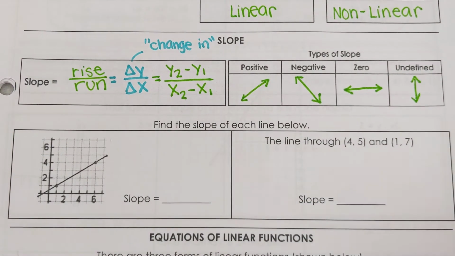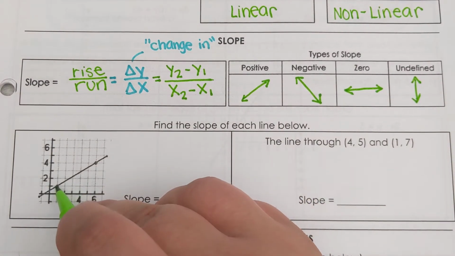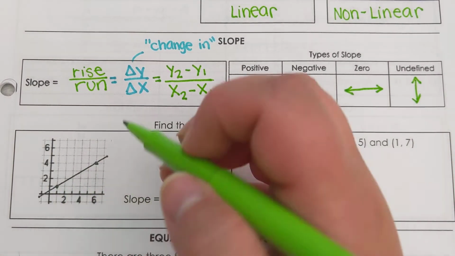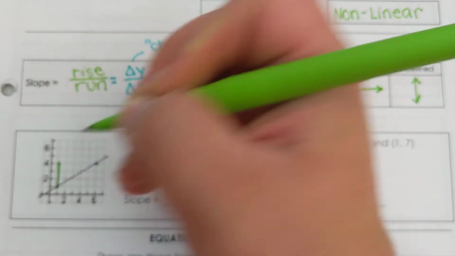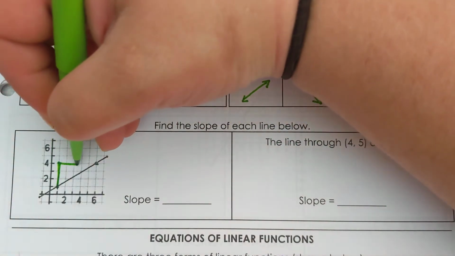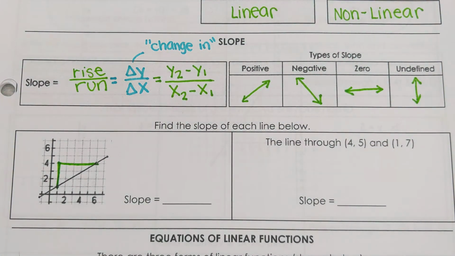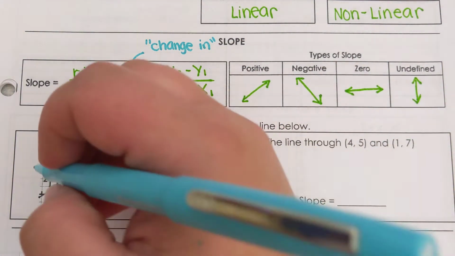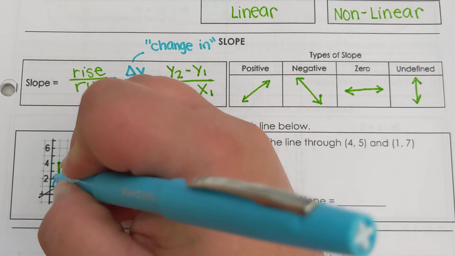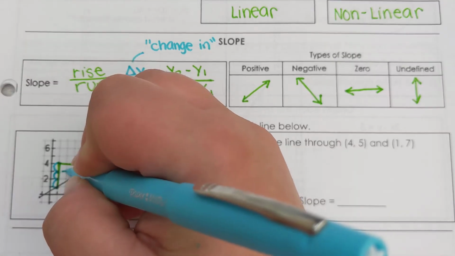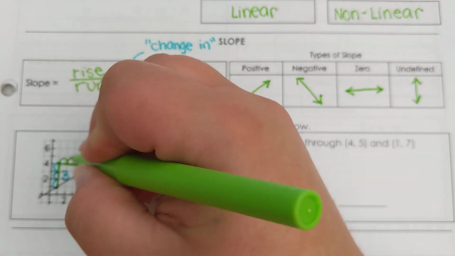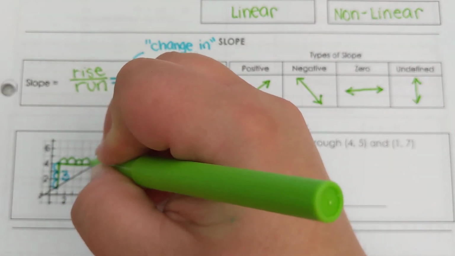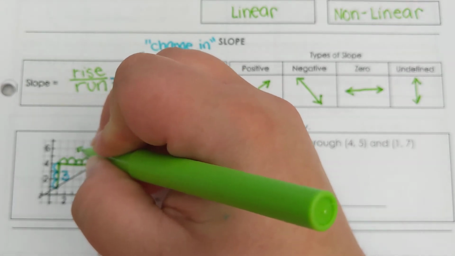So when you're looking at a graph, look for 2 points where it crosses in the corner. I've kind of marked them here. And then what you're going to do is look at how far you need to go up and then how far you need to go over to get to the next point. So going up, I have 1, 2, 3. And going over, I have 1, 2, 3, 4, 5.